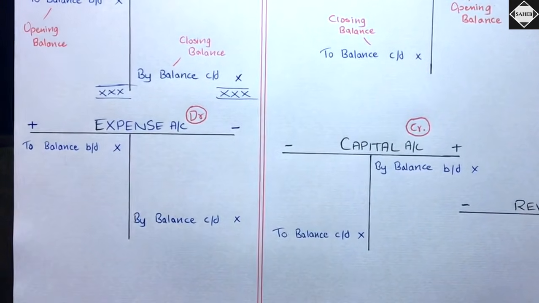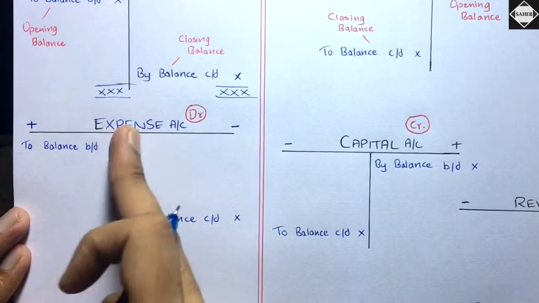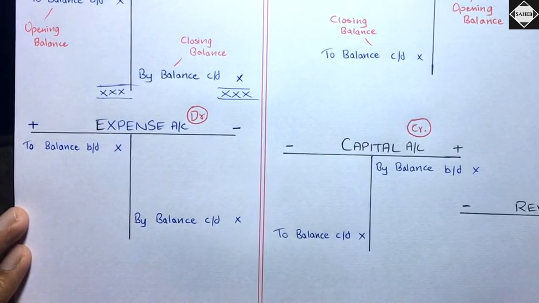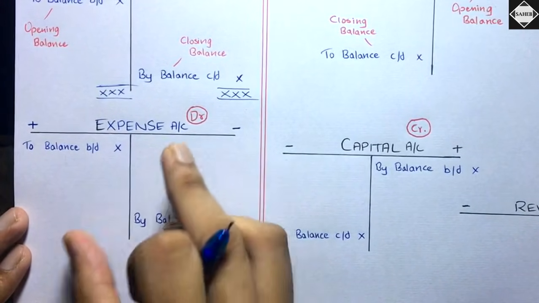Like that, you have to do the posting of expense and all. It's the same everywhere, you have to do the same way. If it is decreasing, go to that side. And the opening balance over here and the closing balance over here. Is that clear? Like that you have to do. Fine. So this is regarding the expense account.